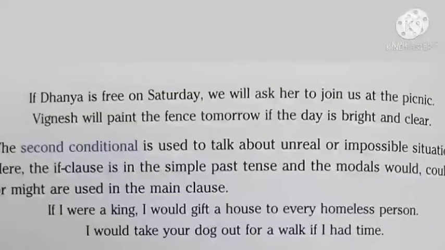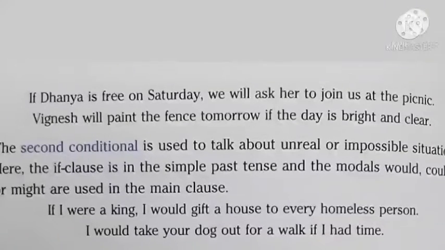Let's look at the next type, that is the second conditional clause. The second conditional clause is used to talk about unreal or impossible situations that are not likely to happen. Unreal situations. So in the if clause, we will use simple past tense, and we'll use modals like would, could, or might in the main clause. Let's look at the examples.